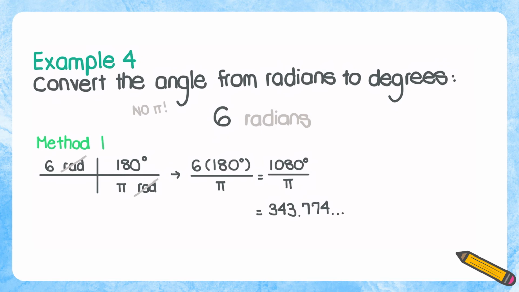But usually the problem will just ask you to round to the nearest tenth. So in this case, we would have to round up. Oh, and don't forget the degree symbol. So we find that 6 radians is approximately equal to 343.8 degrees, almost a full circle.